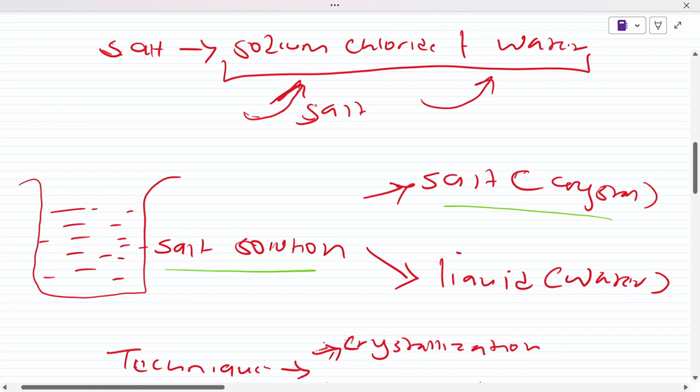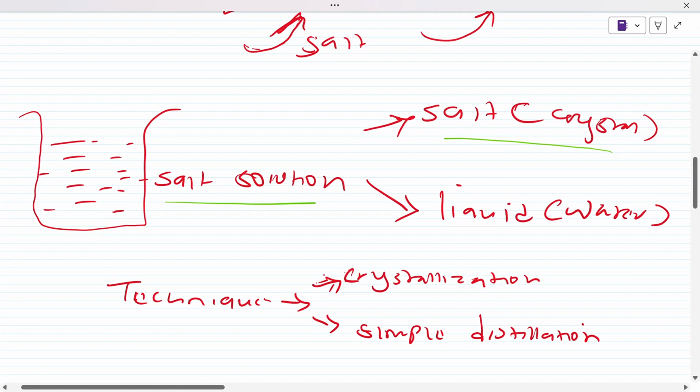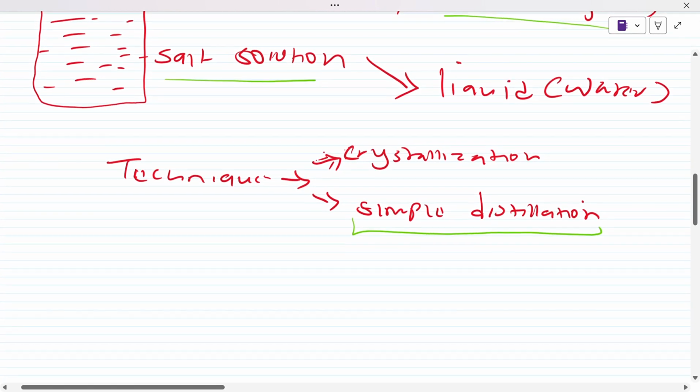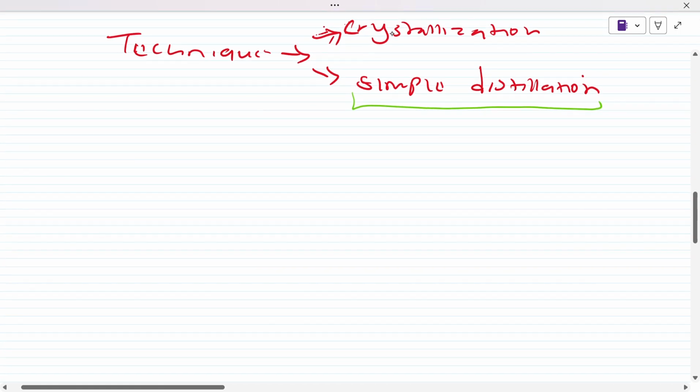Now in this video, I want to handle simple distillation as a technique we can also use here. Now, what I'm going to start with is simple distillation in this video. And I want you to be very attentive. Have a notebook with you and a pen.